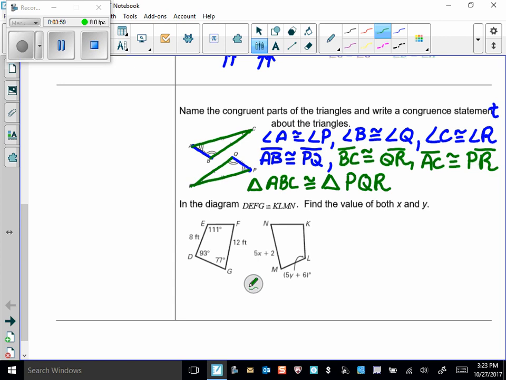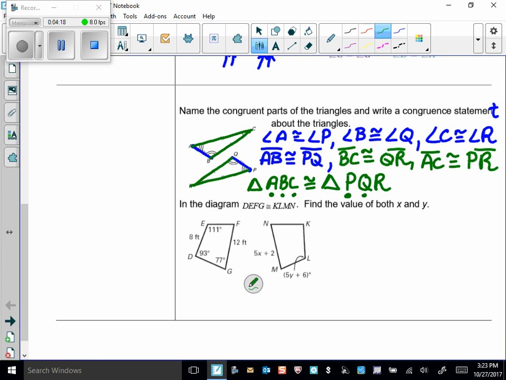And then finally, when I name my congruent triangles, I just have to make sure I remember, look, angle A corresponds to angle P, so they have to be in the same place when I name the triangles. Angle B corresponds to angle Q, so both of those have to be in the same place.